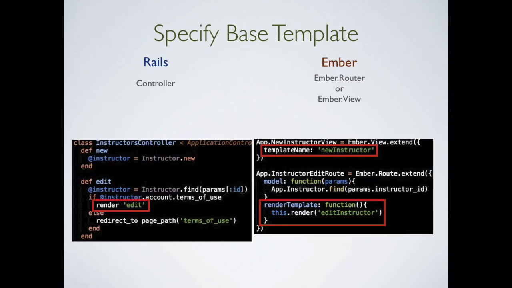Next, we want to specify a base template. In Rails, that's in the controller. We're rendering the edit template. In Ember, that can be done in either the router or the view. In one of these examples, the view, which is automatically selected by going to the new route, is given a template name of new instructor. And for the instructor edit route, it's rendering the template edit instructor from the route.